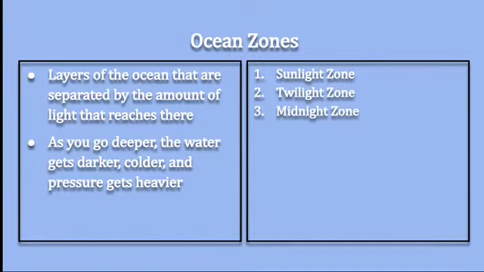Ocean zones. These are layers of the ocean that are separated by the amount of sunlight that reaches there. And as you go deeper, the water gets darker, colder, and there's more pressure. And the three different types of zones are the sunlight, the twilight, and the midnight zone. Let's hop in our submarine and head to our first destination.